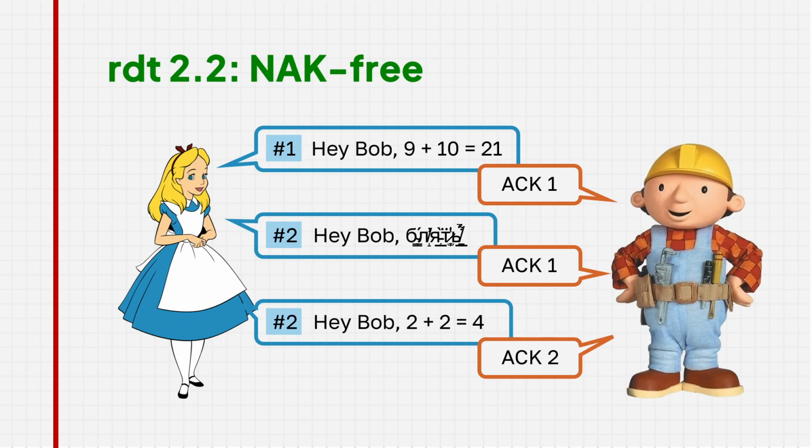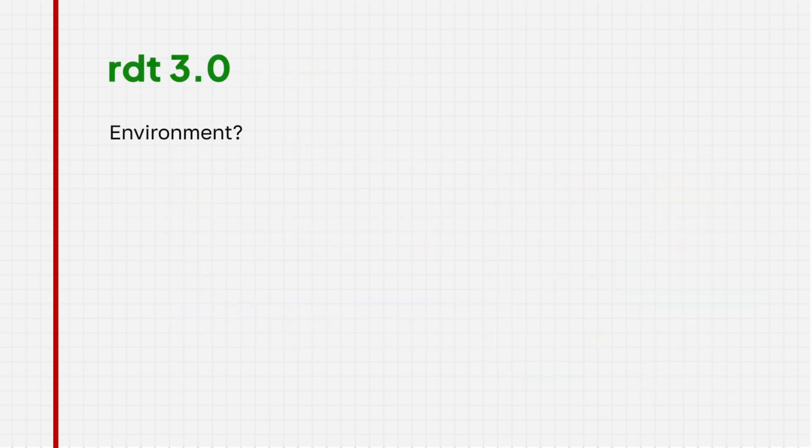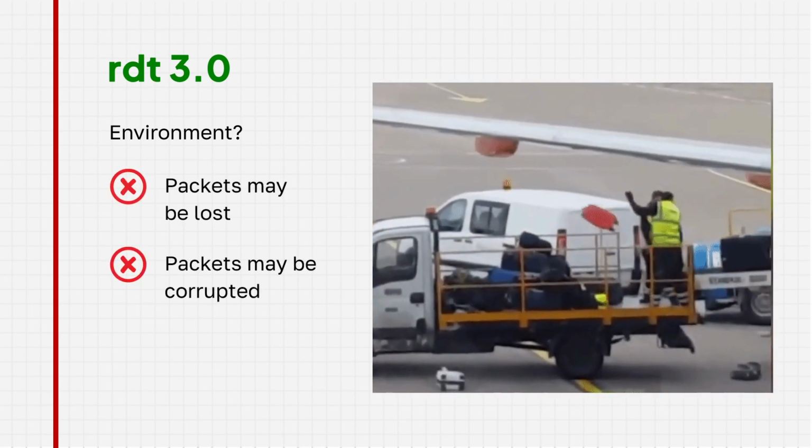Okay, if no questions, now we move on to the final part, which is RDT 3. And what is the environment in RDT 3? What is the environment here? Okay, I didn't catch that. Packet loss, okay. Yeah, so the packet is actually lost when transmitting.